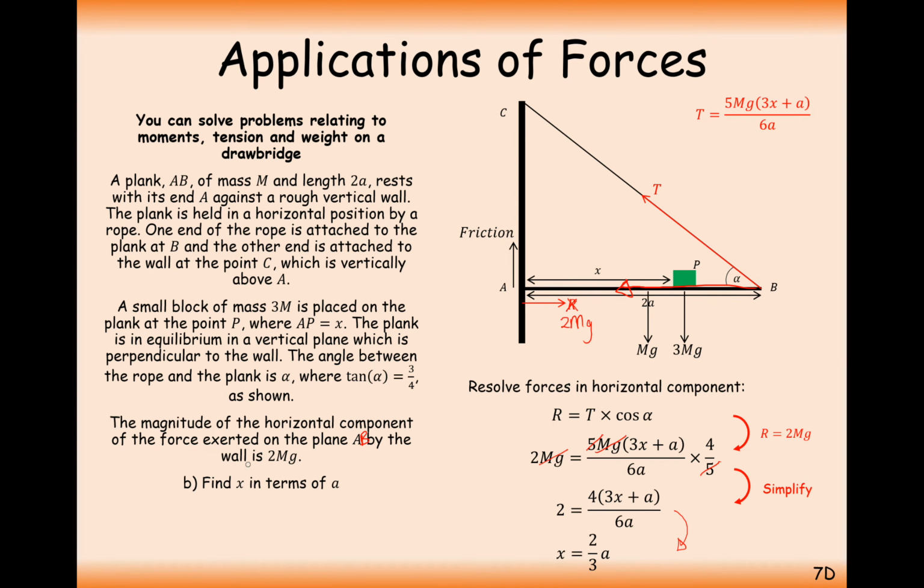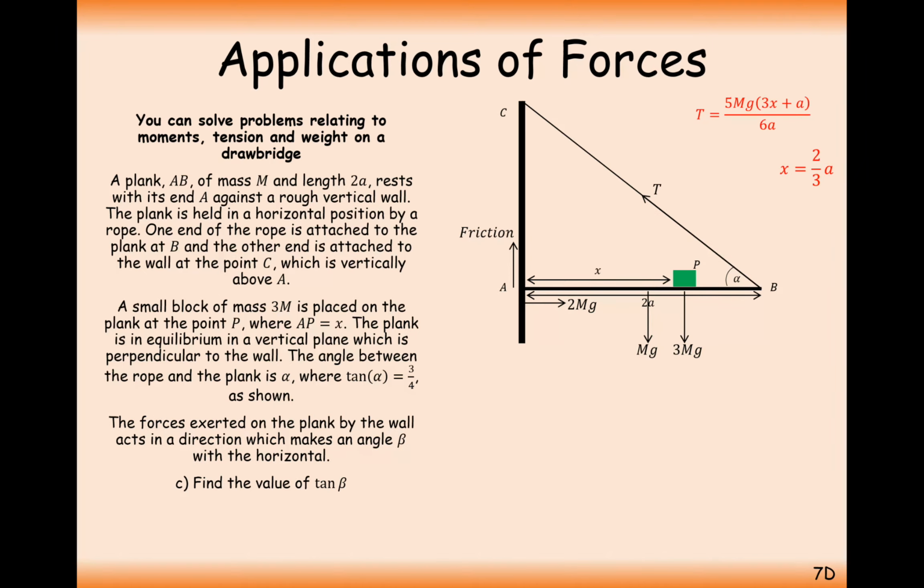Okay, so there we are, we've found x in terms of a, and the way we've solved that is by resolving the forces horizontally. Right, so moving on to part C here, we have the force exerted on the plank by the wall acts in a direction that makes an angle beta to the horizontal. Find the value of tan beta.